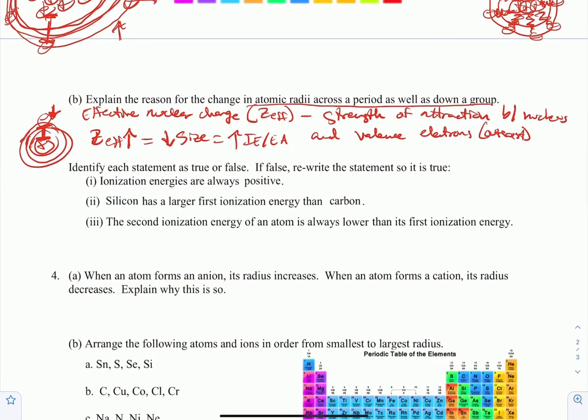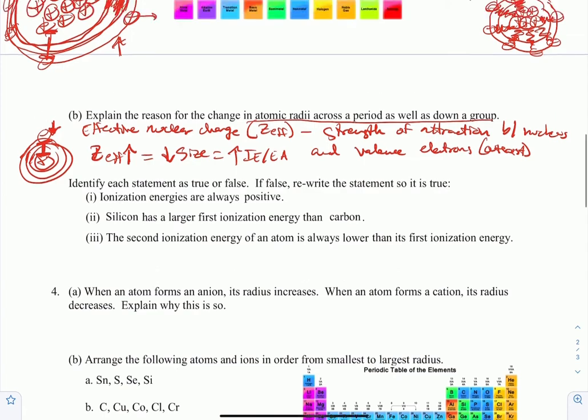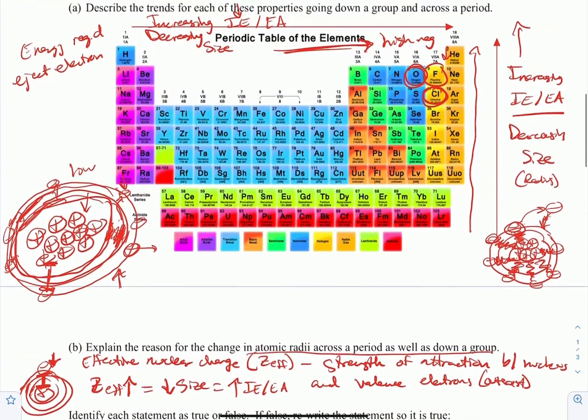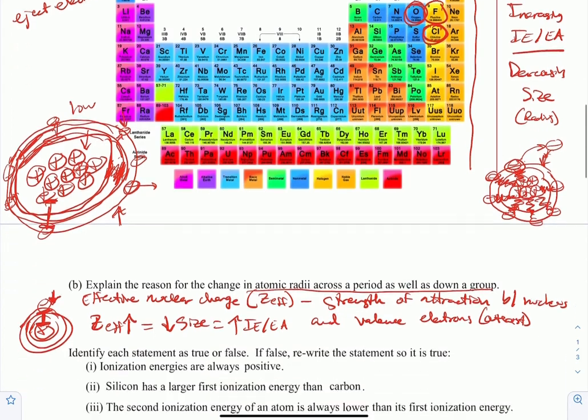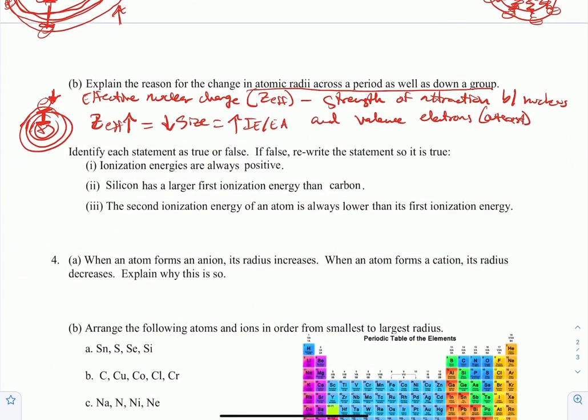It says, identify each statement as true or false. If false, rewrite the statement so it is true. Number 1, ionization energies are always positive. Meaning if they're positive, that means we always have to put energy into it to happen. And that's true, right? We never get energy back. It always requires energy to knock off that electron because we're trying to break the effective nuclear charge attraction. So this is going to be true.